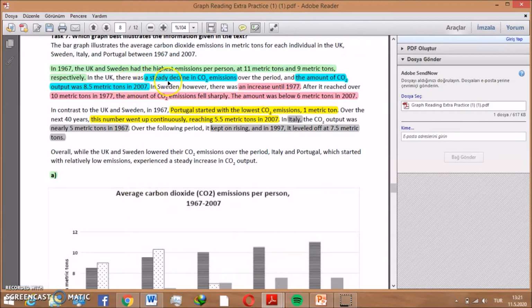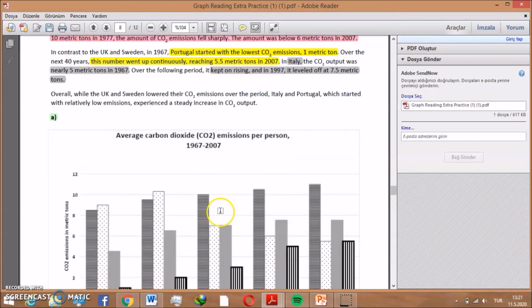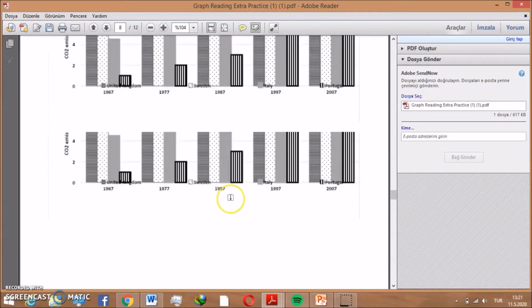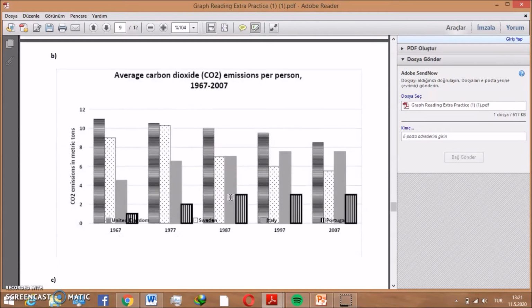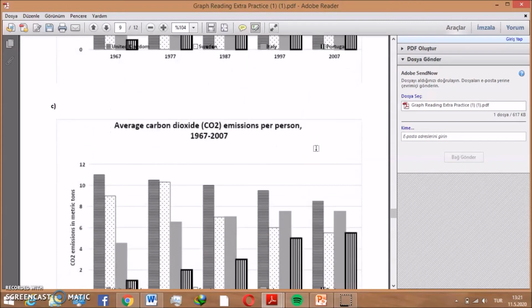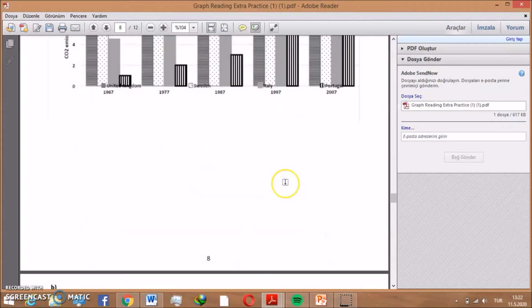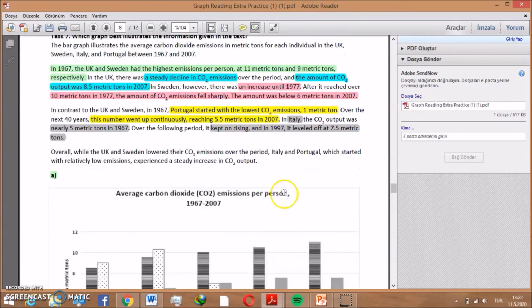In the UK, there was a steady decline in carbon dioxide emissions over the period. And the amount was 8.5 in 2007. So we are looking at UK again, but we are not looking at A. In 2007, it should be 8.5, but it should be decreasing. See, this is decreasing, and it is 8.5. So this is correct. And again, steady decrease, and it is 8.5 again. So B and C, they seem to match.